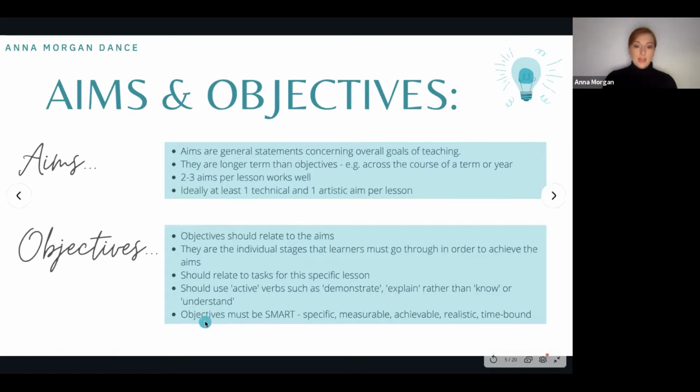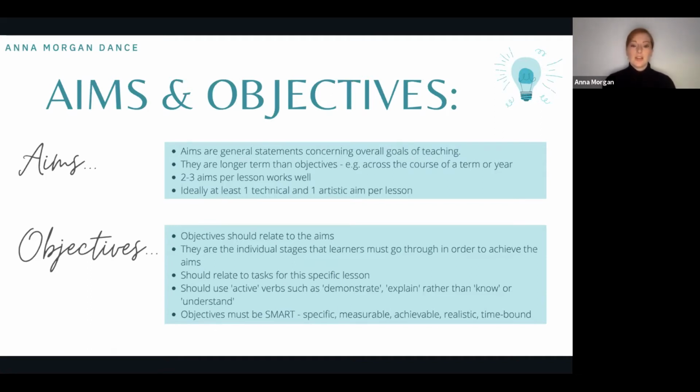Objectives, on the other hand, should relate to the aims. So each objective, you may have more than one objective to relate to each aim. They're kind of the individual stages that your learners need to go through in order to achieve your aim. So they need to be related to sort of specific tasks for your lesson. We're going to try and use active verbs for these. So try not to say that your objective is that all your students will understand or they'll know something, because how are you going to know that they know it or understand it?